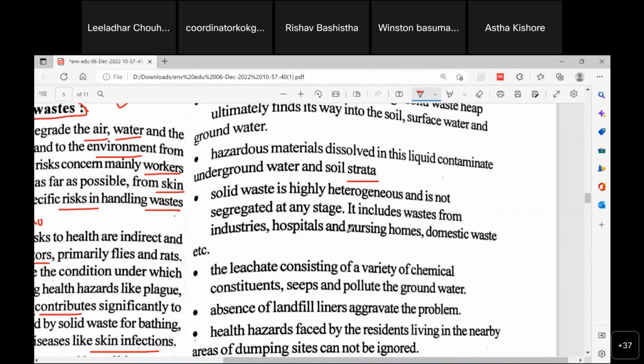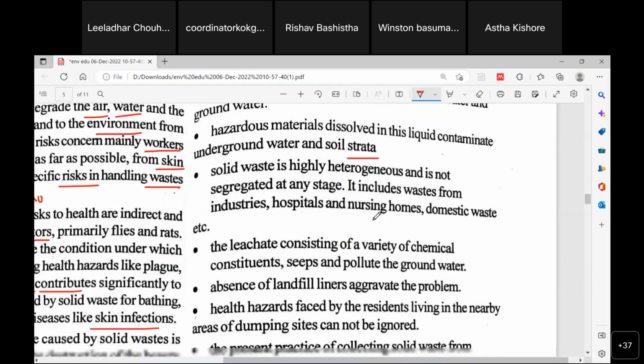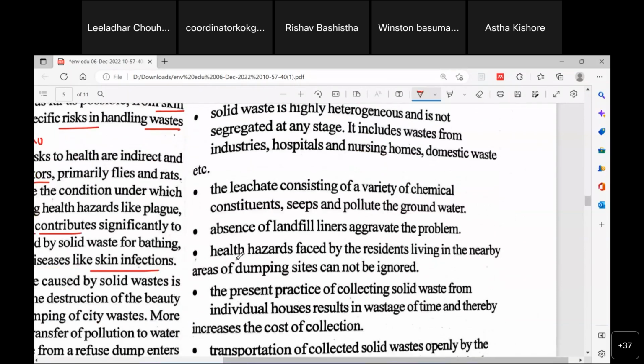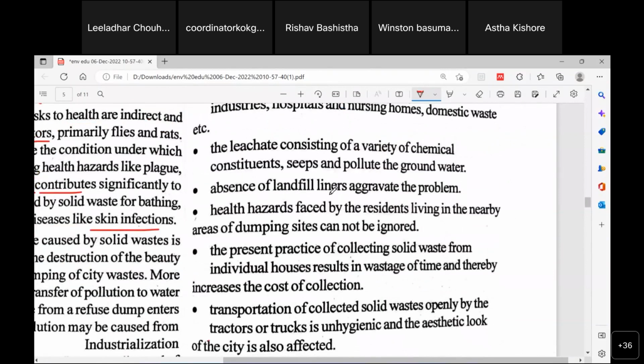Solid waste is highly heterogeneous and not segregated at any stage. It includes waste from industries, hospitals, nursing homes, and domestic waste. So that is not homogeneous. Different kinds of waste are there. The leachate, consisting of a variety of chemical constituents, seeps and pollutes groundwater. That I already told. Absence of landfill liners aggravates the problem. So there are not many places where we can dump, and that is where the problem lies. In Delhi and other cities, how they are managing is just unimaginable.